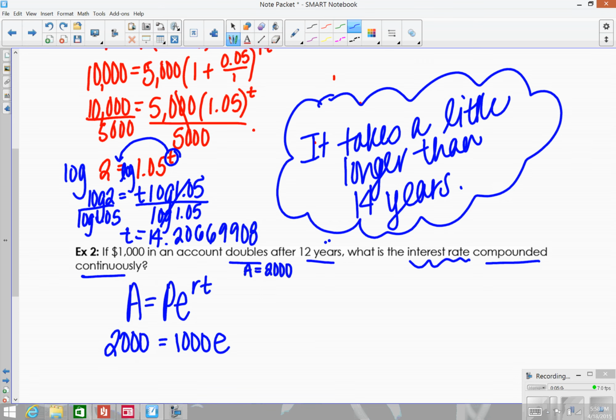E just stays. That's the growth rate. And then R is the interest rate, so that's what we're trying to find. T is the number of years, which is 12. So now we solve this for R.